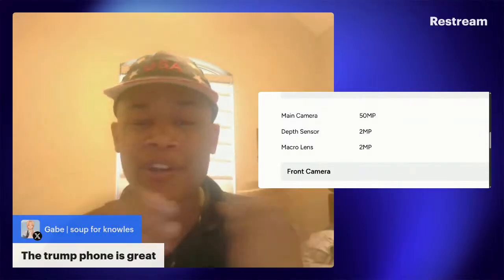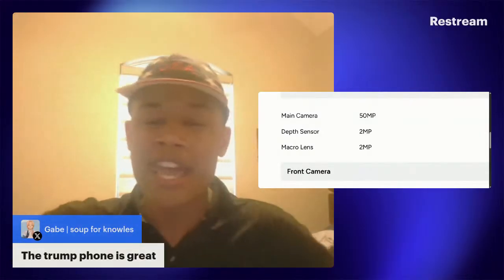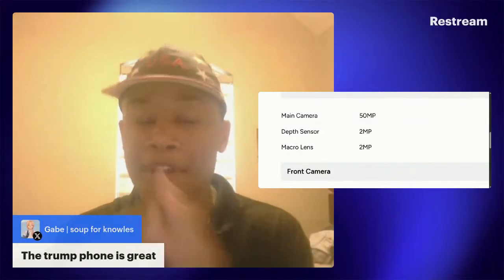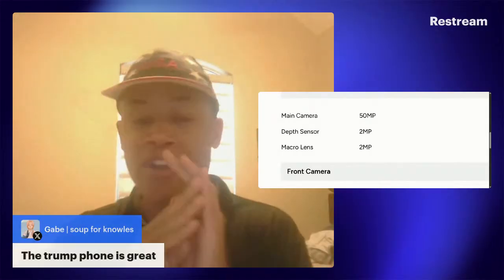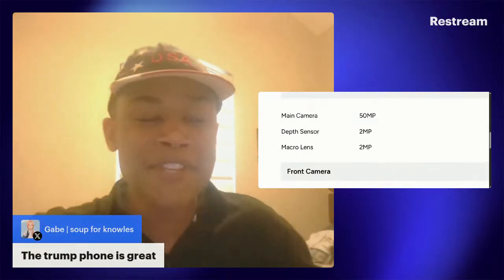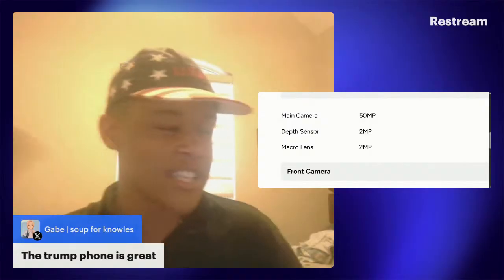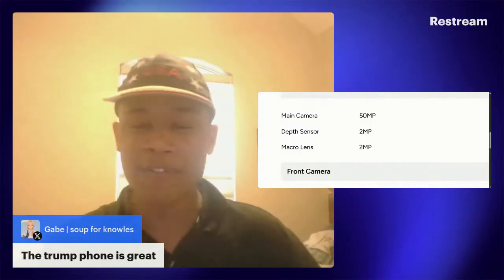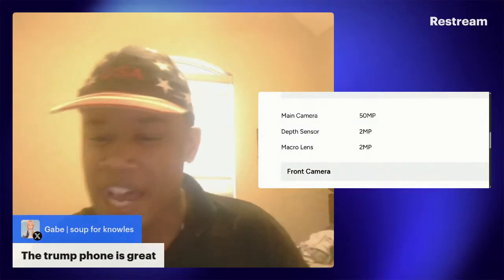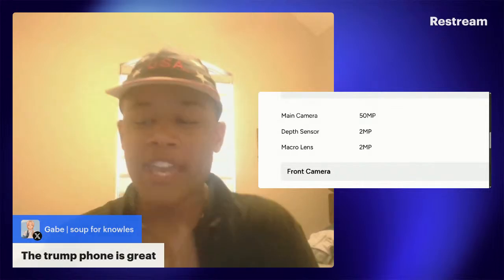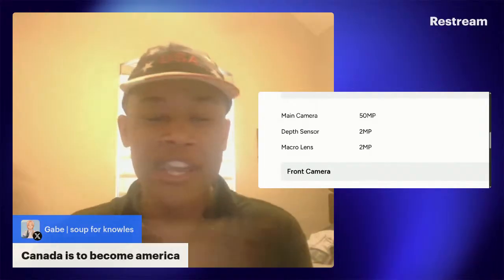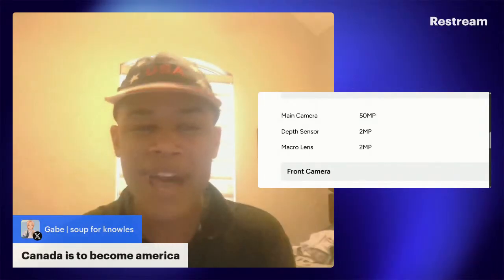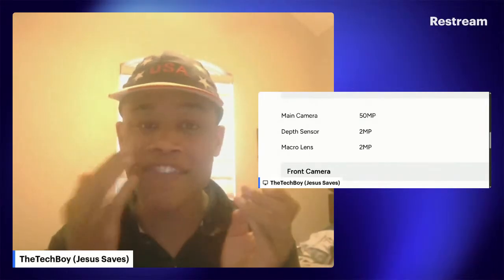The cameras on it alone, 50 megapixels, fine. The other two cameras are fake. They do not work. They might as well not even be there. The depth sensor does not take pictures. The macro lens is going to come out looking like a photo taken off of a Kitty Zoom smartwatch from 2014. It would be a better deal for the United States to buy Canada than for anyone in their right mind to buy this phone. This phone is a ripoff.